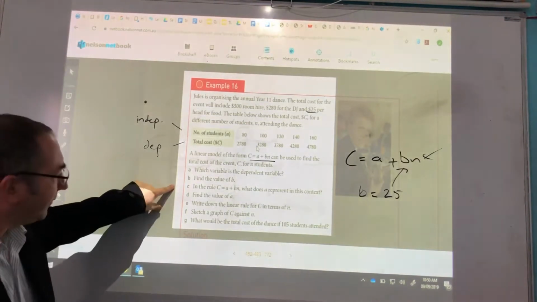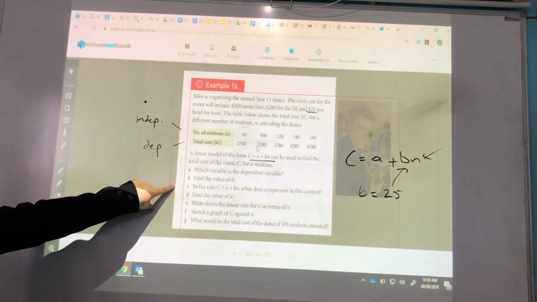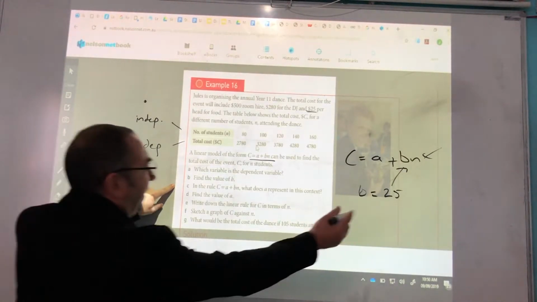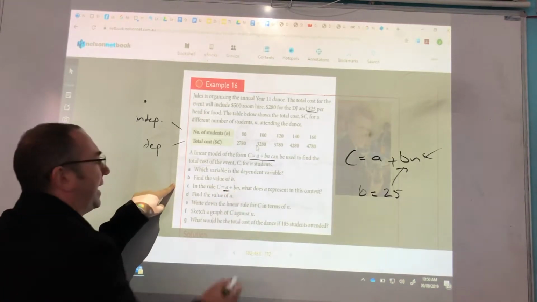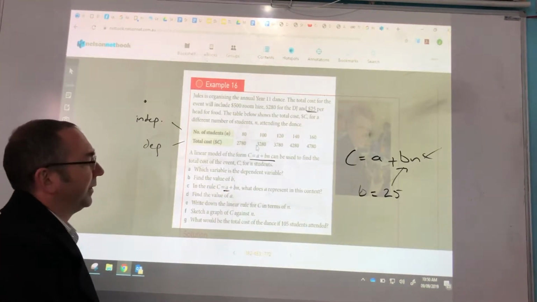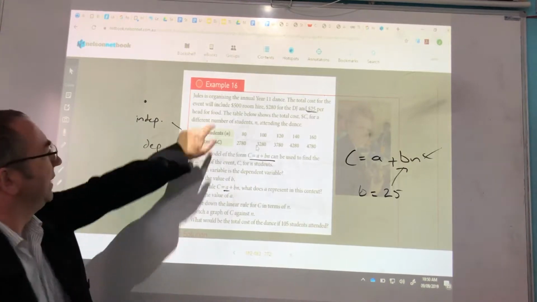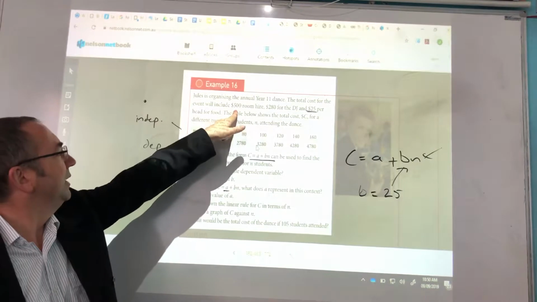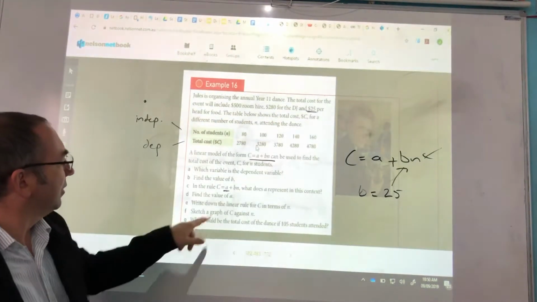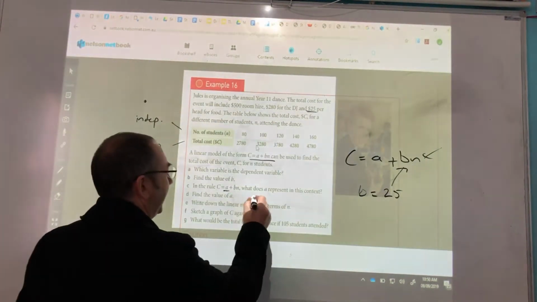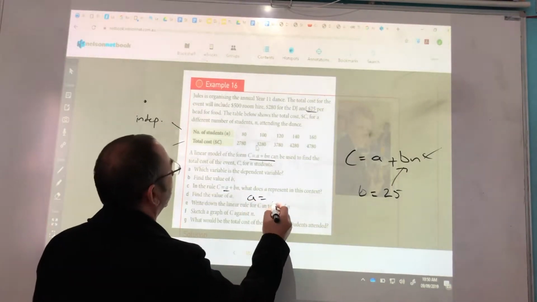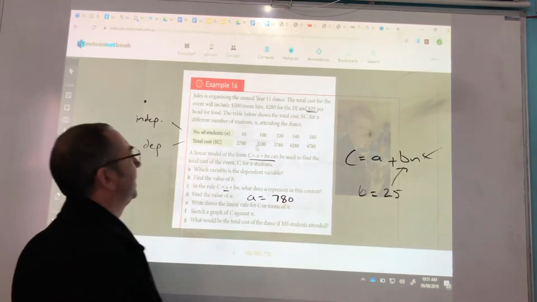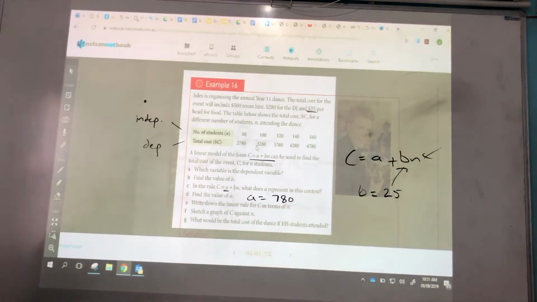who attend. In the rule C equals A plus Bn, what does A represent? Well, if that's the variable cost, then A must be the fixed cost. Okay, so A is going to be the things that don't change depending on how many people turn up. So the room and the DJ. And so what's the value of A? Well, A is going to be the total fixed cost, which is 500 plus 280, so A will be equal to 780, if I haven't missed anything.